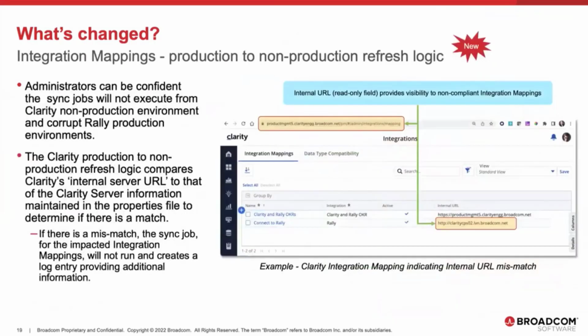Finally, this release also includes new capabilities to ensure Clarity's production to non-production refresh actions do not inadvertently update Rally production systems. This is referred to as Clarity's production to non-production refresh logic, which compares Clarity's internal server URL to that of the Clarity server information maintained in the properties file to determine if there's a match. If there's a mismatch, the sync job will not run and it will create a log entry with the related information. So essentially, the system will recognize which instance the jobs were originally configured for. And as mentioned before, this is specific to the Rally Clarity integration and not a holistic job capability.